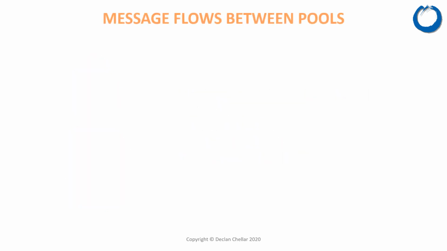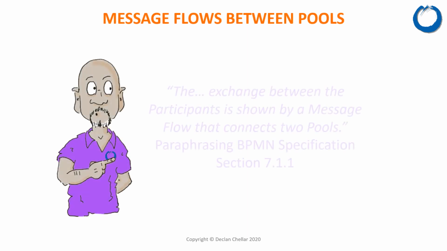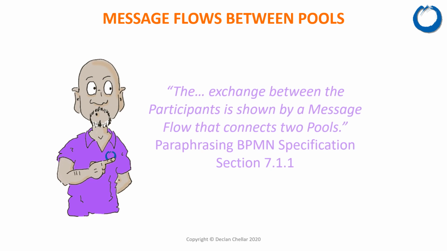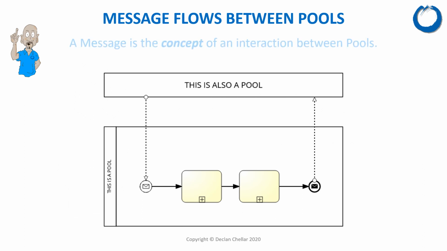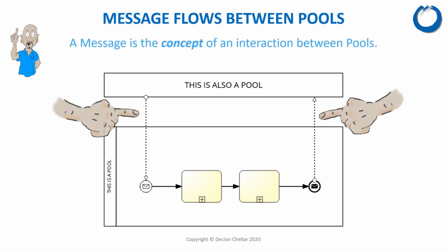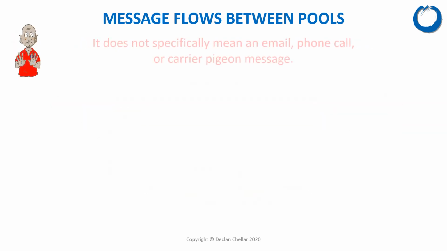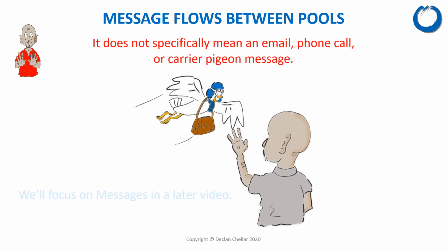Message flows between pools. Again, paraphrasing the specification, the exchange between participants is shown by a message flow that connects two pools. A message is the concept of an interaction between pools. It does not specifically mean an email, phone call, or carrier pigeon message. We'll focus on messages in a later video.